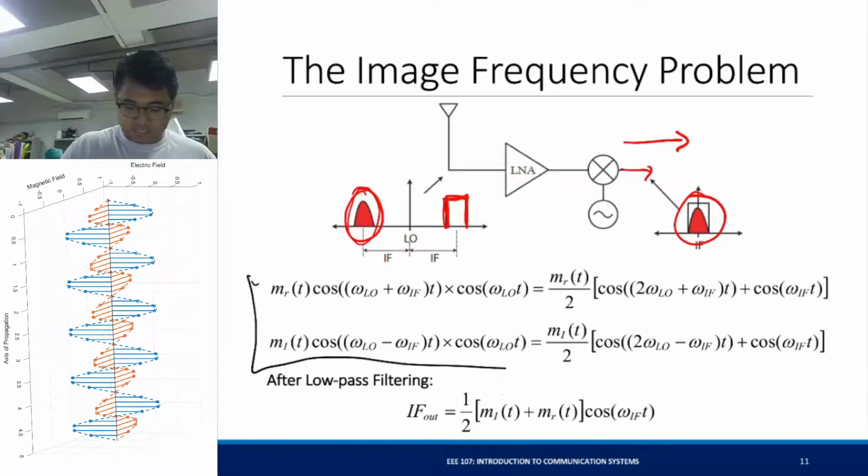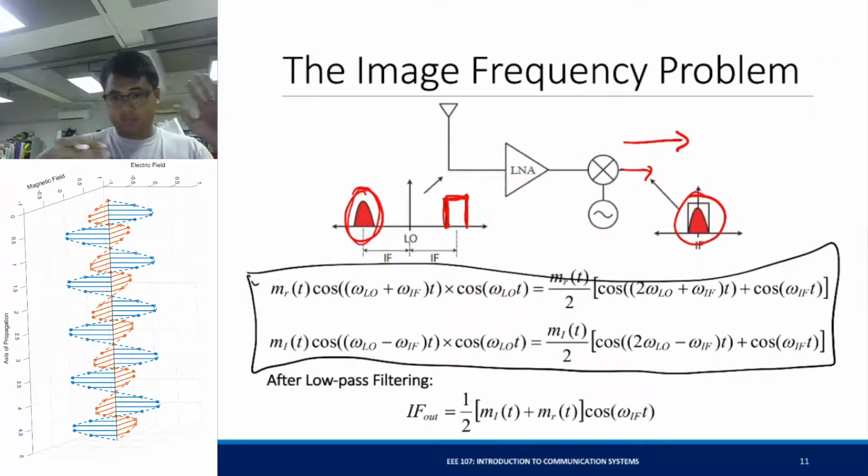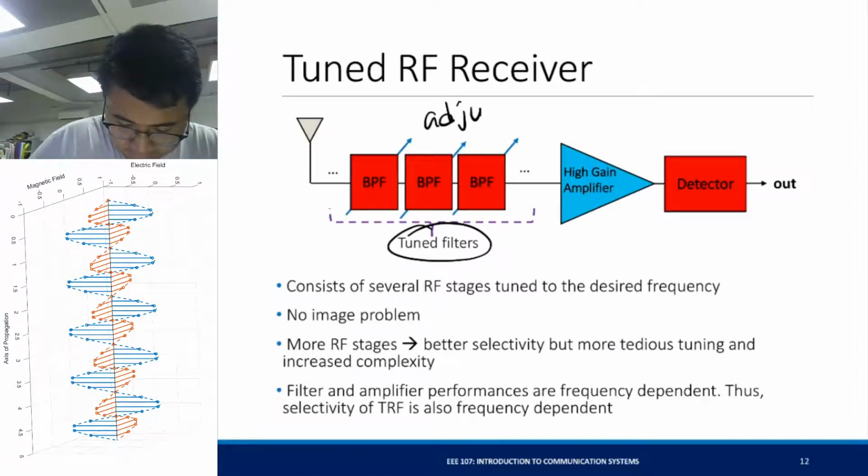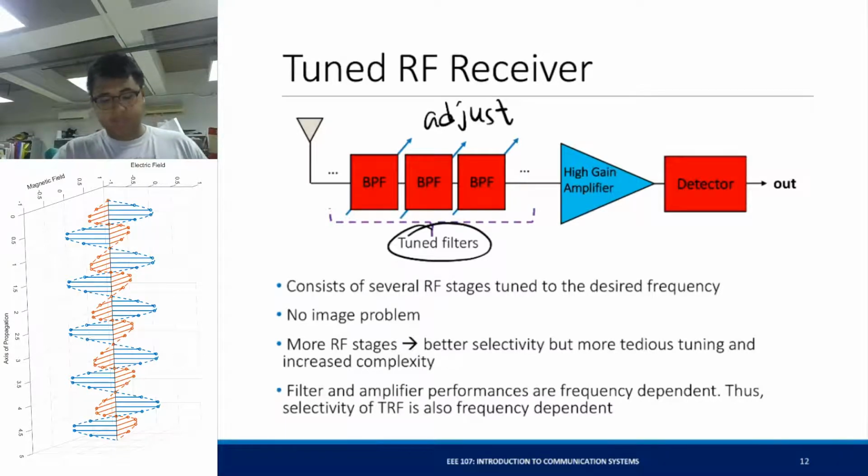The math is demonstrated here, but the visualization I showed you earlier. After low pass filtering, the image and the received signal are added together, creating interference. So you won't be able to demodulate your desired signal because of the image. To remove the image, you have to use filtering. Now let's look at the tuned RF receiver architecture. The filters are able to adjust on demand depending on the frequency that we want. And by using these tuned filters, we're able to select the frequency band that we want.